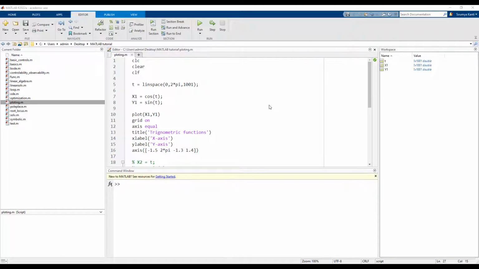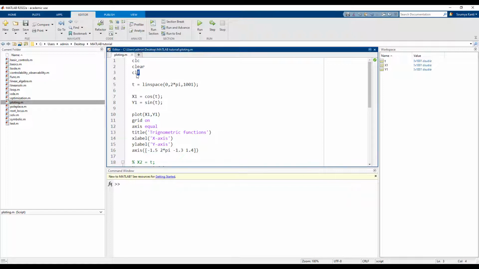Now we will see how to plot in MATLAB. There are different techniques of plotting in MATLAB, and we will go over a few of them. Here I have introduced a new function, CLF. What CLF does is clear the figure whenever I am running this file. So it is also one of the housekeeping functions.